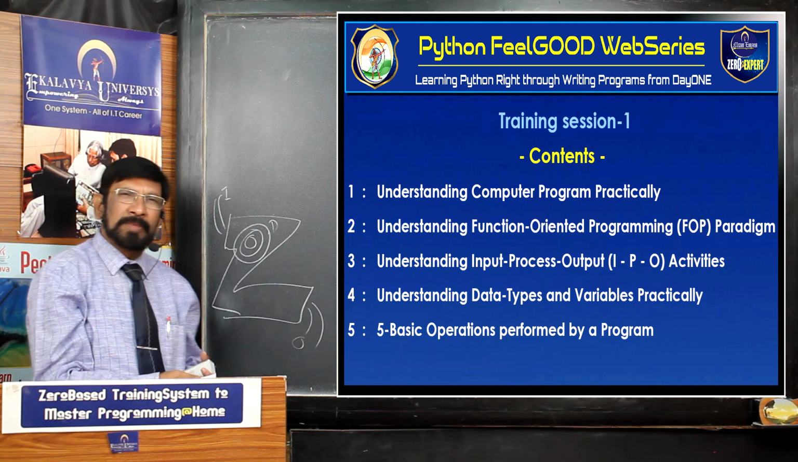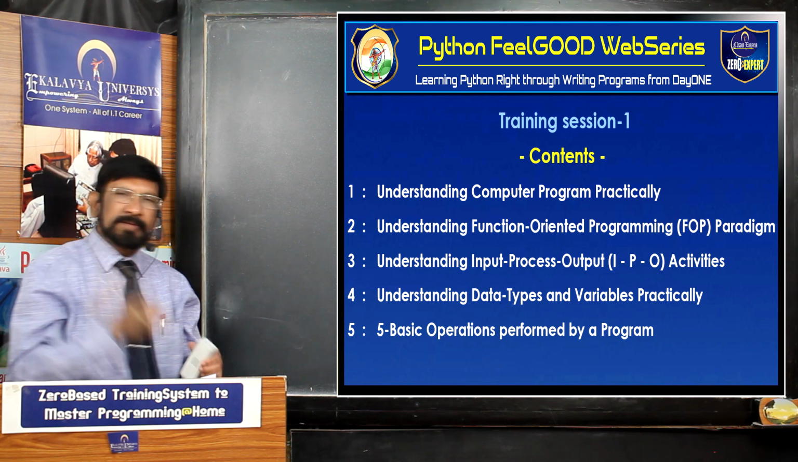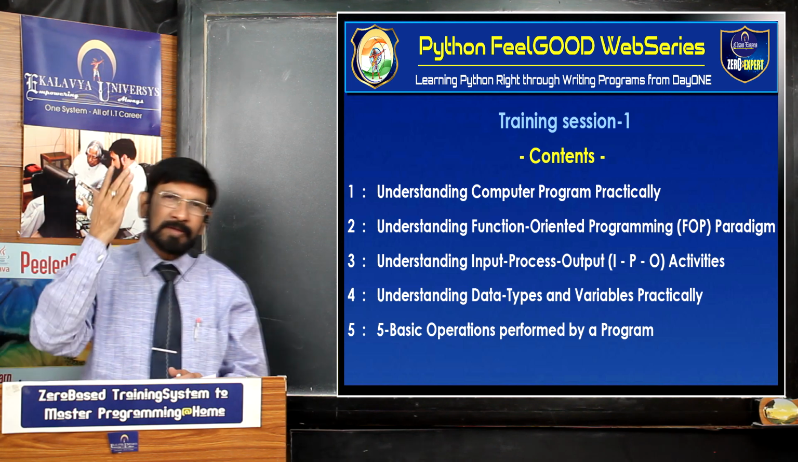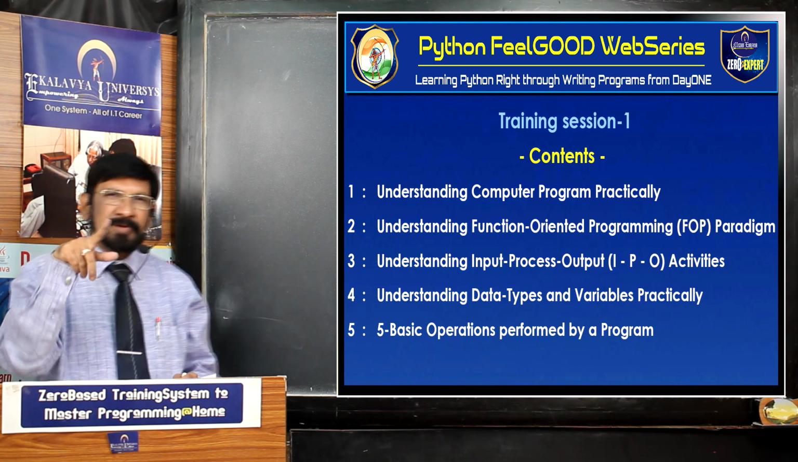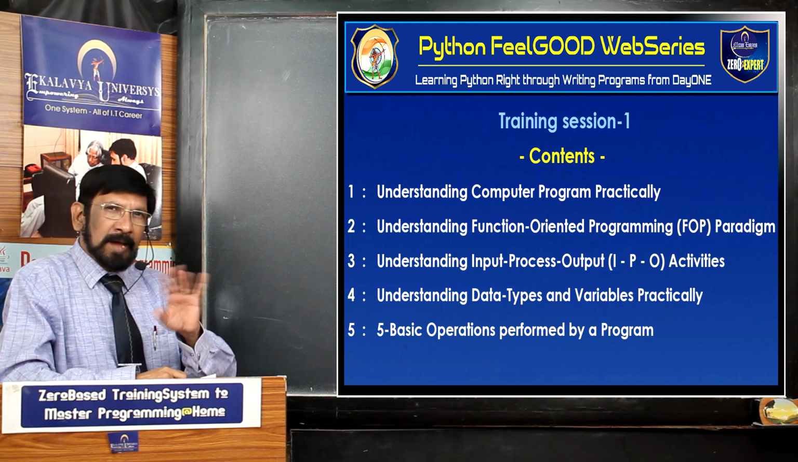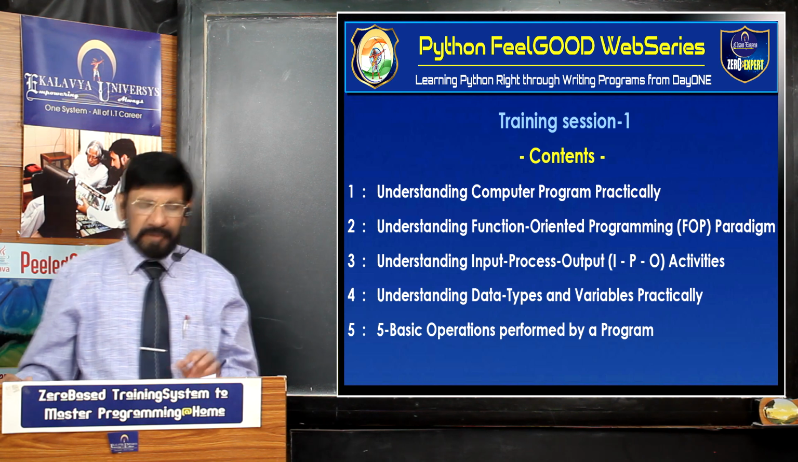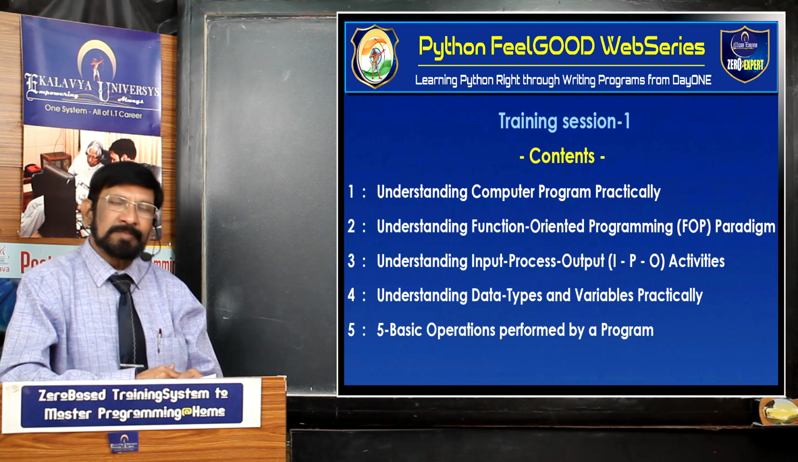So IPO. In the same manner, any system you take, it takes some input, it processes it, and delivers the output. You take your brain. You pose a question to your brain, it processes it, and it gives the answer. So understanding the IPO activity is very important. That's the most basic concept that you have to understand in the third concept. The fourth one is data types and variables.